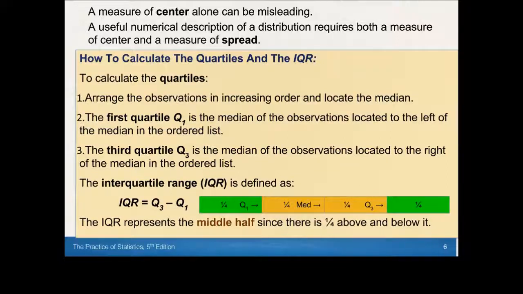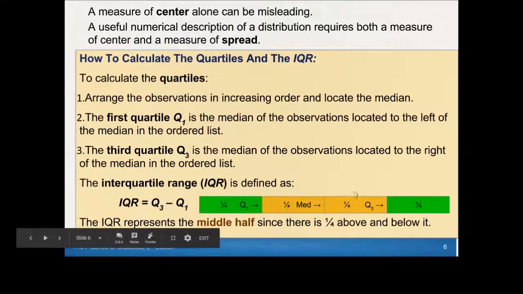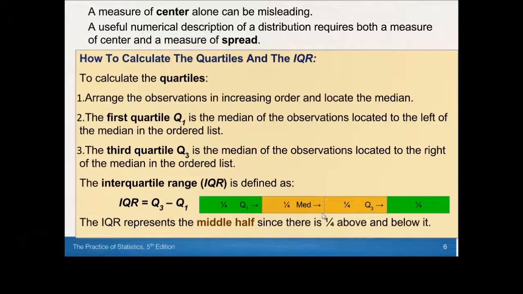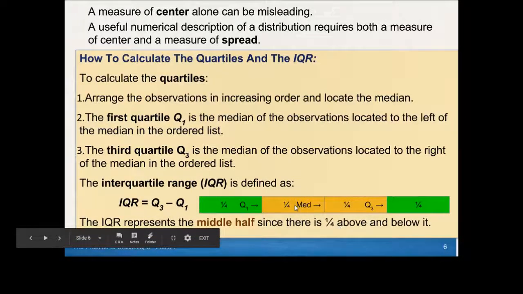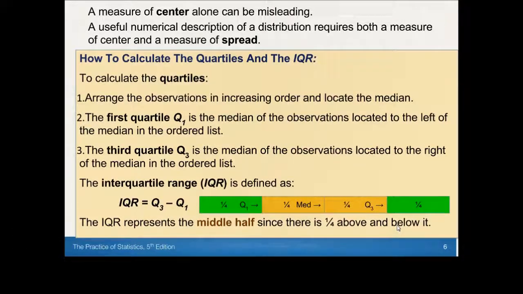Graphically speaking, the IQR represents the middle half since there is a quarter above and below it. So this would be half, and the green would be half. So this is what we call the middle half. So this would be Q1, this would be the median, this would be Q3, if this represented numbers in order from least to greatest. So maybe that helps for you to see what that is.